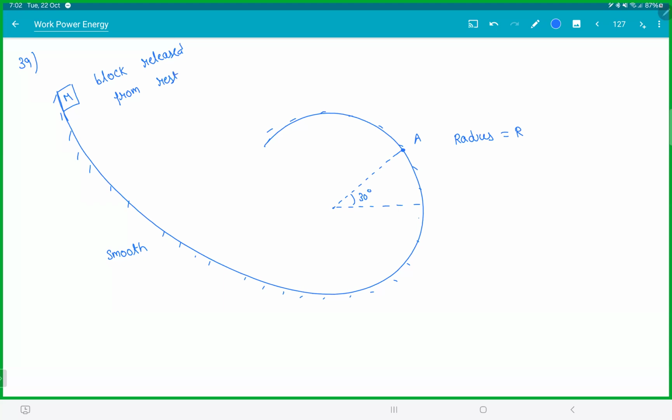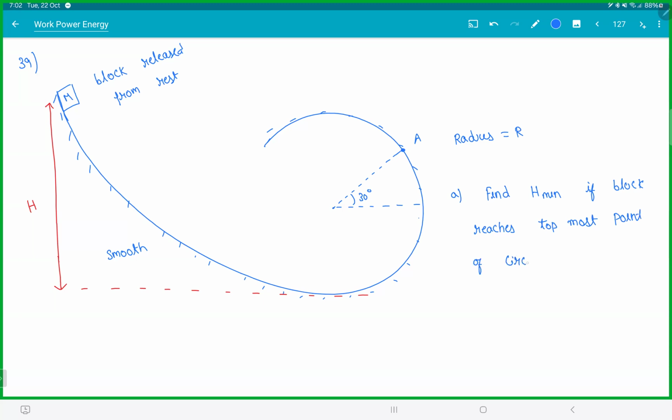Come on everyone. And this was the initial height. So the first question, find h minimum if the block reaches the topmost point. So what is the minimum height so that this will complete a vertical circle?